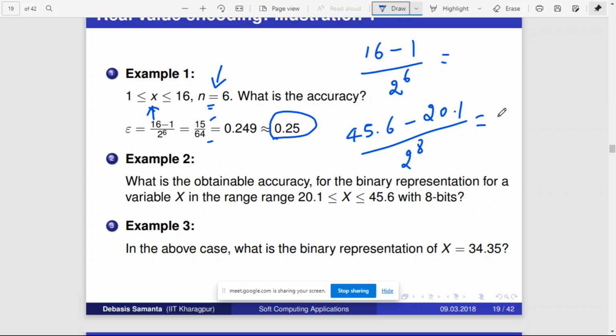45.6 minus 20.1, which is 25.5, divided by 2 to the power 8. What is 2 to the power 8? 256. The answer is 0.099. Okay, 0.099, right? So this is the accuracy possible, right? Okay. So what about others?